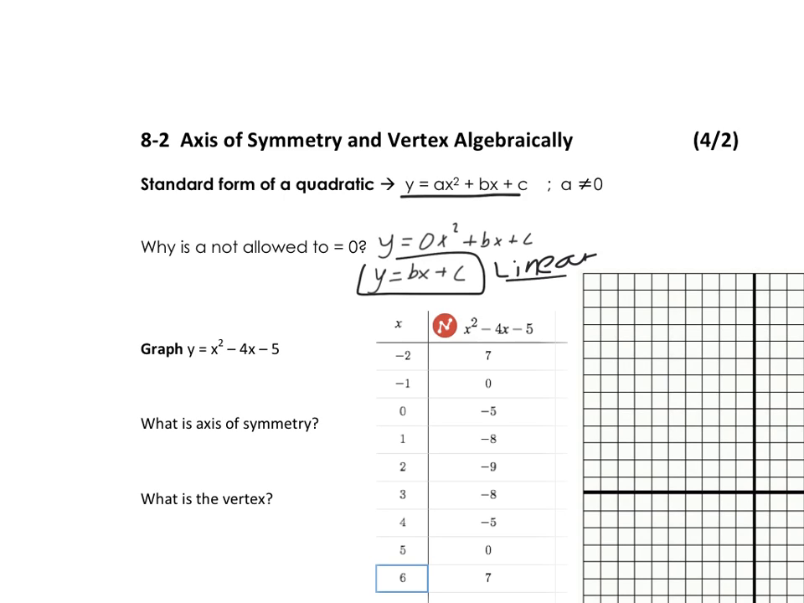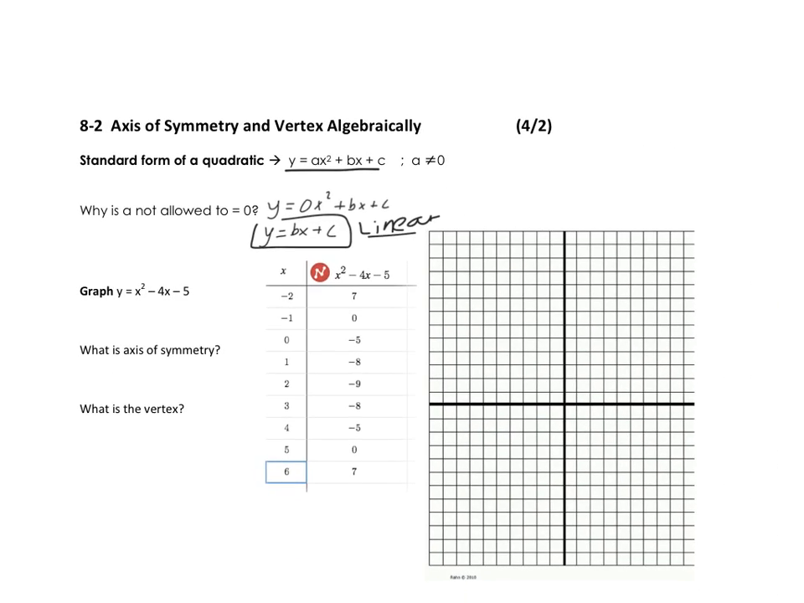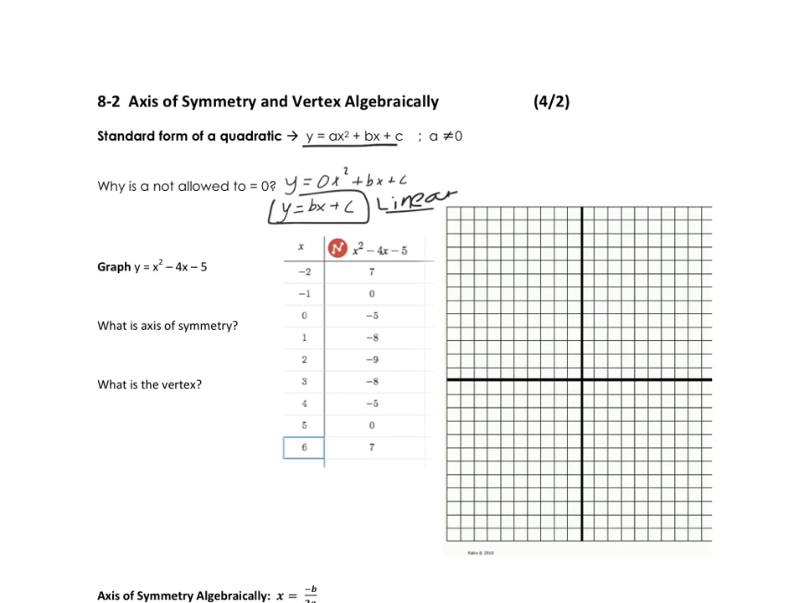So for our first example, I'm going to say again, you need to have a graphing calculator or you need to have Desmos on you. What I would do is pause the screen, go back and forth between Desmos so you can see where I'm getting the points. The first thing it says is graph y equals x squared minus 4x minus 5.